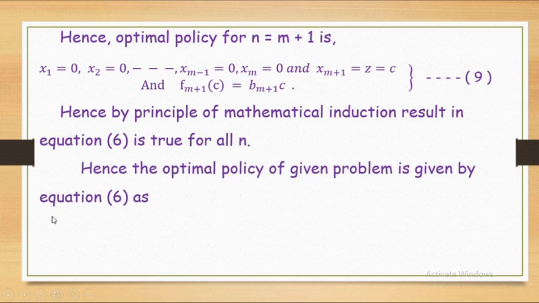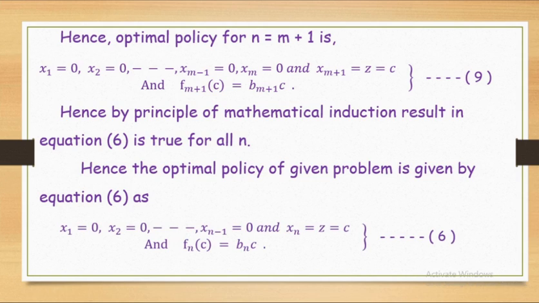Hence, the optimal policy of the given problem is given in equation 6 as x1 equals 0, x2 equals 0, up to x(n-1) equals 0, and xn equals z equals c, and fn of c is equal to bn of c, equation number 6. This is the one special case example, hence the result.